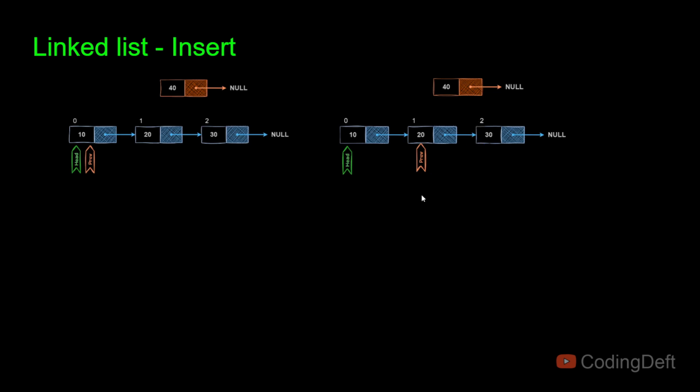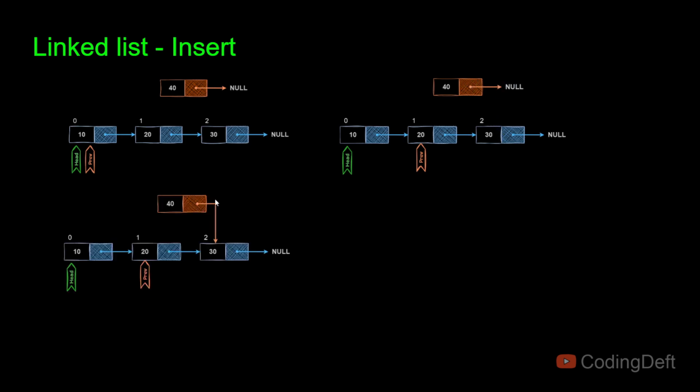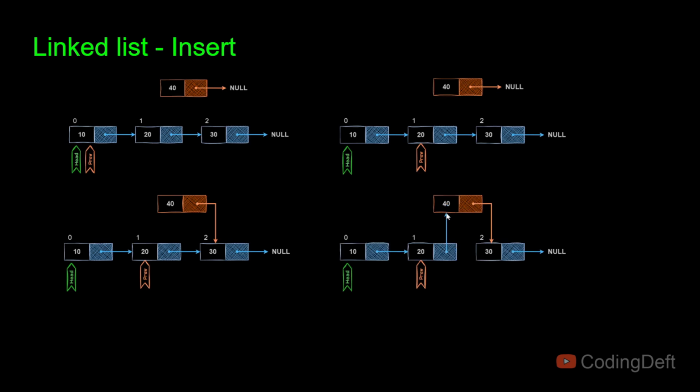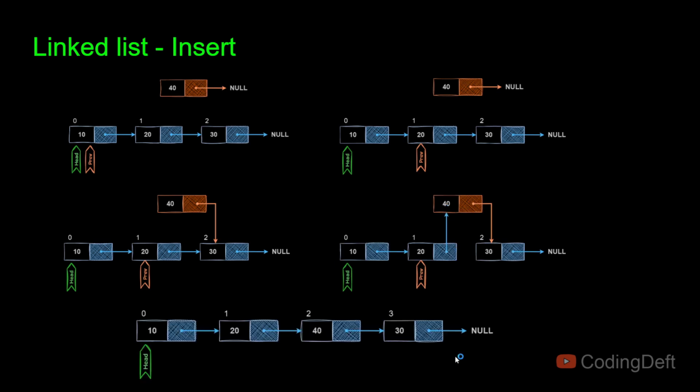So I'll stop here. So what I'll do is I'll first point this node's next pointer to the previous dot next. That is, I'll point it like this. And now I need to point the next pointer of 20 to 40. So I'll establish this link as well. Now we have inserted the node 40 at the index 2. So let us go ahead and implement this.